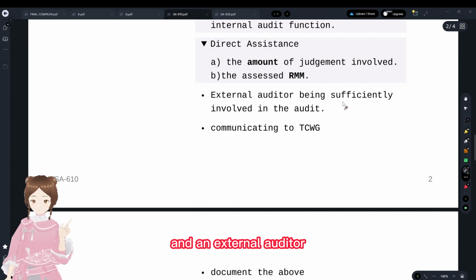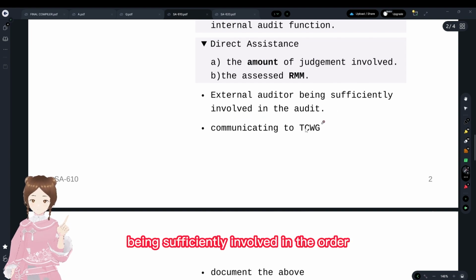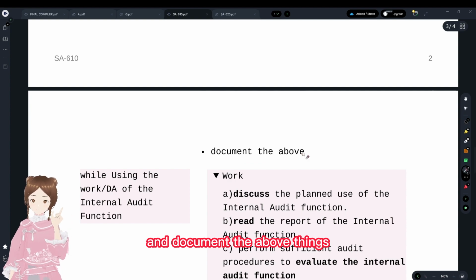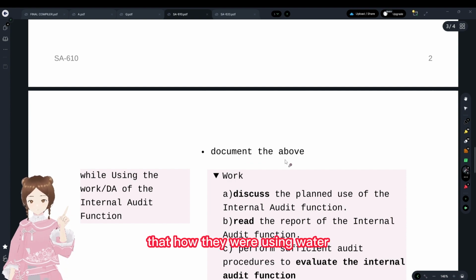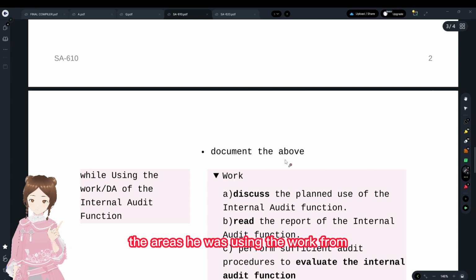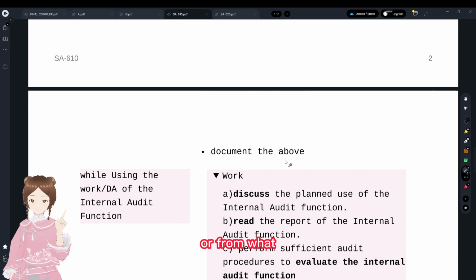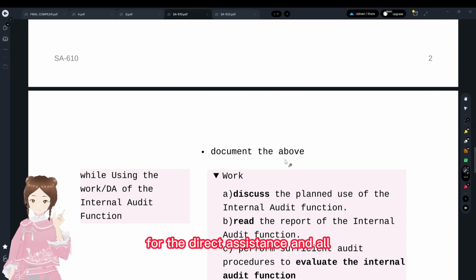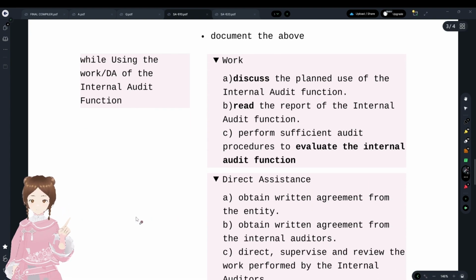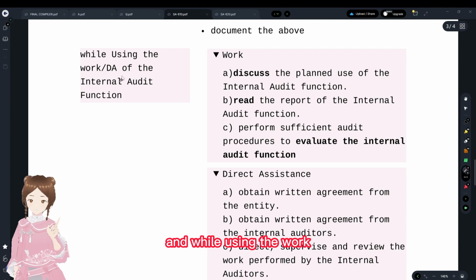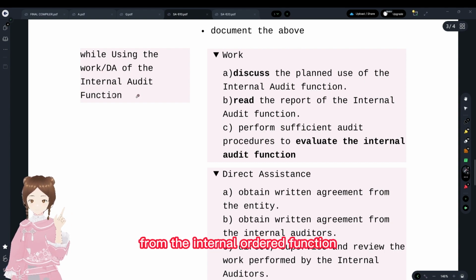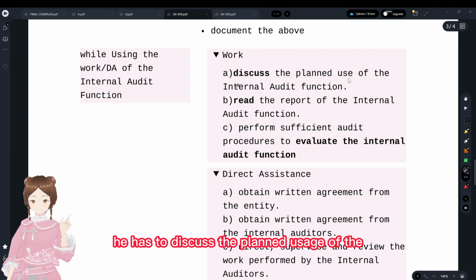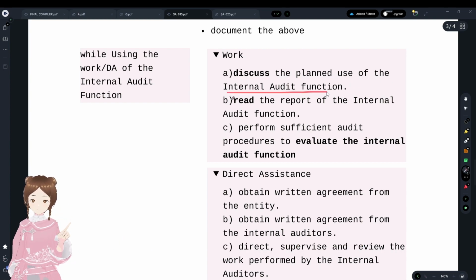Mostly judgment is involved here, and the auditor must assess the risk of material misstatement. The external auditor, being sufficiently involved in the audit, has to communicate with TCWG and document the above things: how they were using the work, what areas he was using the work from, and what things were given to the internal auditor for direct assistance. And while using the work and taking direct assistance from the internal audit function, what does he have to do?